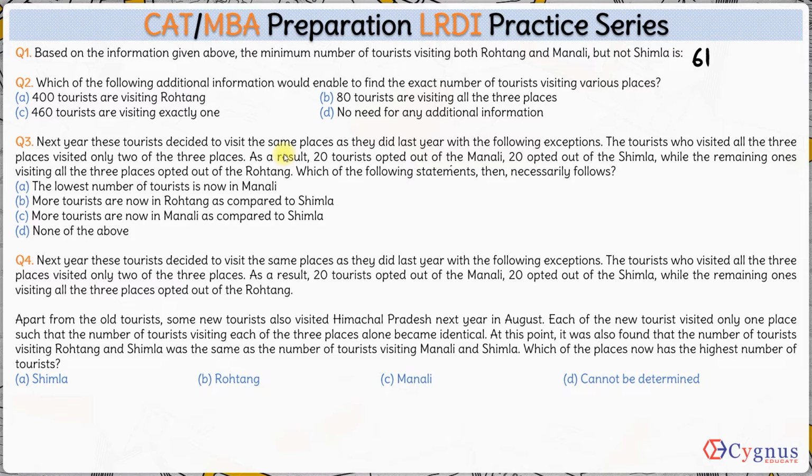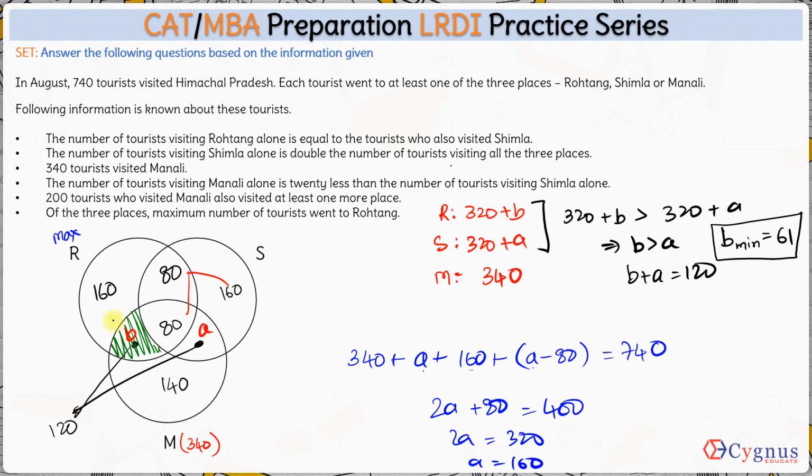Okay. Now coming to the next question, here we have, which of the following additional information would enable us to find the exact number of tourists visiting various places? Okay. So out of these four options, which option will help us finalize the exact number of tourists visiting various places? So far we only don't know the values of A and B. So we are basically looking for some data that we can use to find out the values of A and B over here.